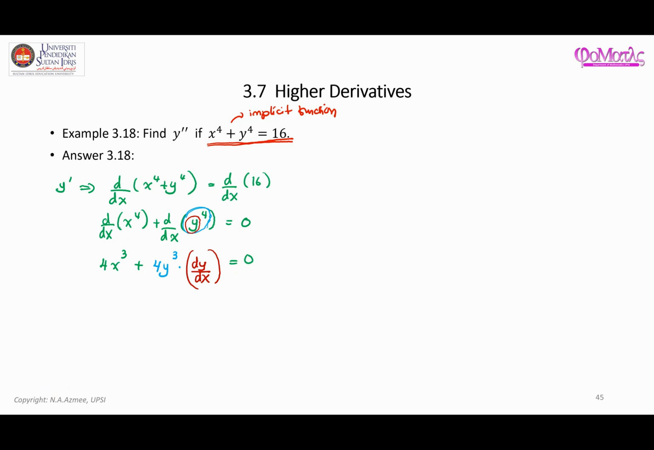Next we can find what is dy/dx. So for y cubed, dy/dx is equal to negative 4x cubed. Therefore, dy/dx is negative 4x cubed over 4y cubed, and this is just negative x cubed over y cubed. So that's just the first part of finding the first derivative. Now we're going to move on and use the result here in order to find the second derivative. Okay, so let's do this.